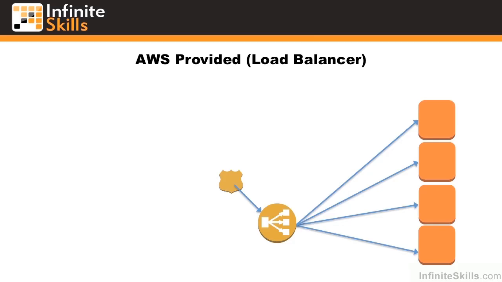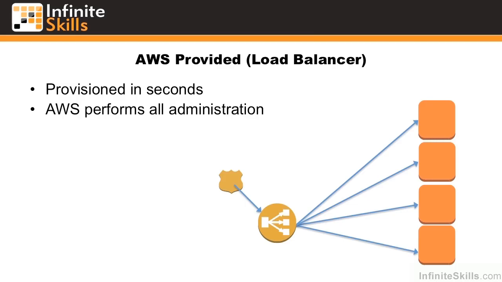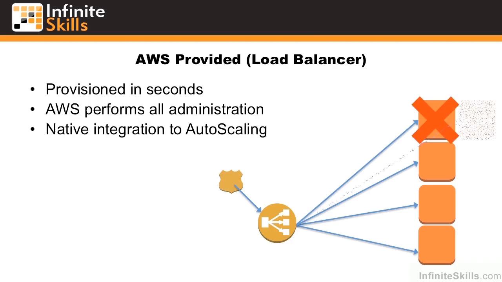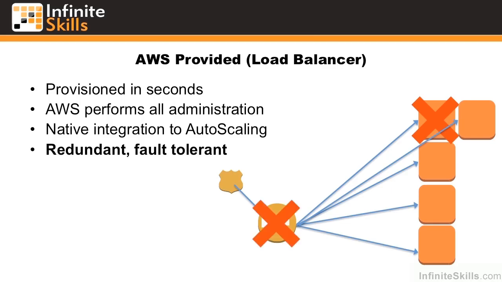If you look at an AWS provided load balancer through the ELB function, you get provisioning in seconds or minutes. You can spin these up very easily and simply. AWS performs all the administration, taking care of the HA in the back end so that it doesn't fail on you. It has native integration with auto scaling, so that when you lose a server behind the ELB, another server spins up automatically. It's also redundant and fault tolerant, so that if they lose the underlying hardware that an ELB machine is on, they spin up other machines behind it. What they actually do in the ELB function is have several ELBs running at any given time, so that if you lose a single one, you don't lose your whole load balancing function.